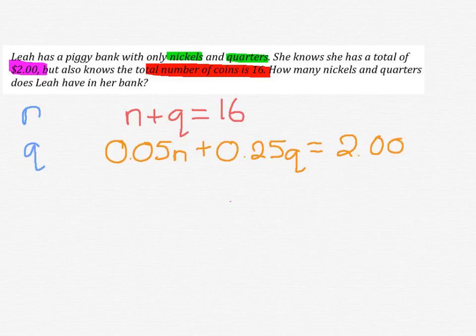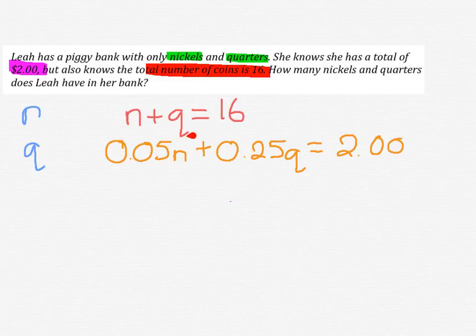But here's our problem. Well, here are two problems. One, we have two variables, N and Q. Our second problem is that we have two equations. So what can we do with these two equations that at least gives us one variable?